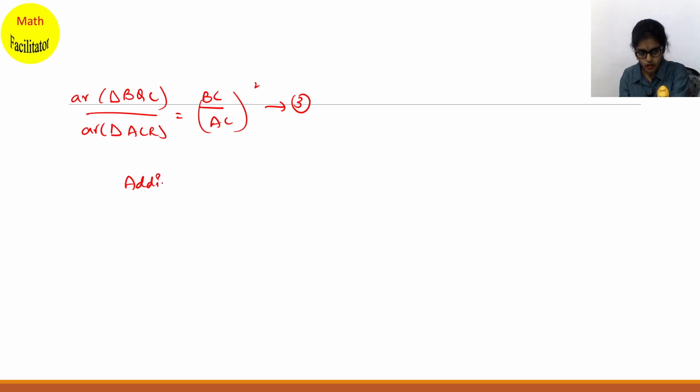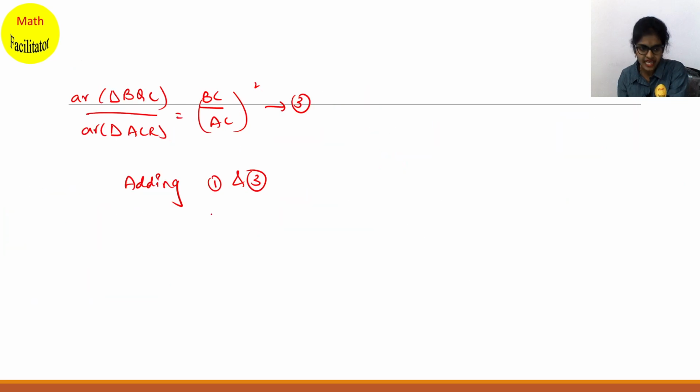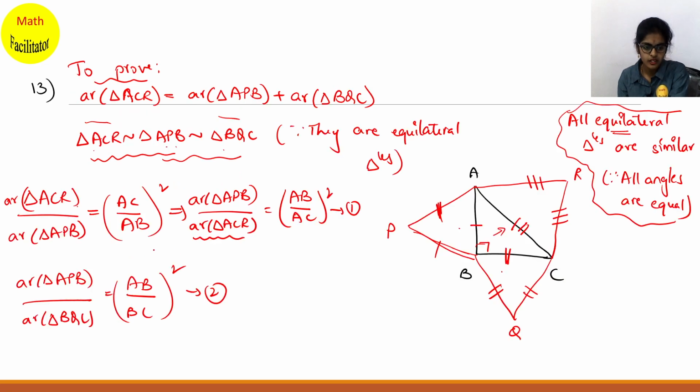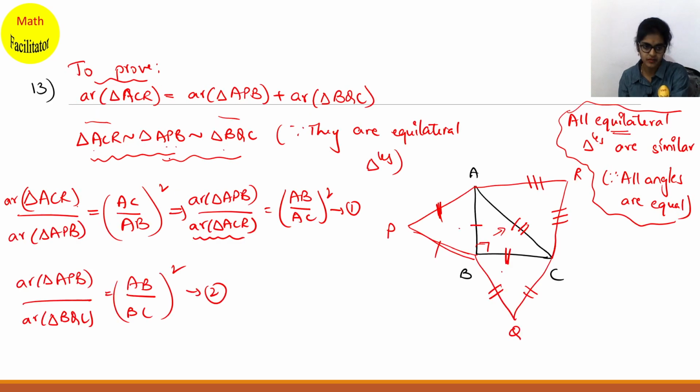Let's see. So adding 1 and 3. Let's add 1 and 3. Why am I adding 1 and 3? Because in 1 I can see in the denominator you have area of triangle ACR. Here also you have area of triangle ACR. So if I add, I may get some fruitful answer. Okay, so I'm adding this. That is the reason I have the reciprocal with this. Because if I have the same denominator here and here, I can easily add, isn't it?